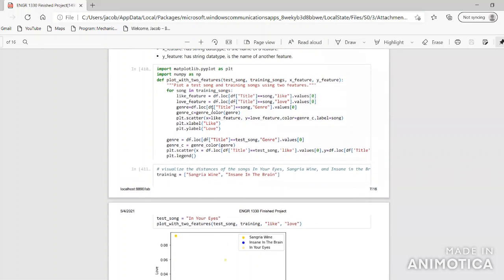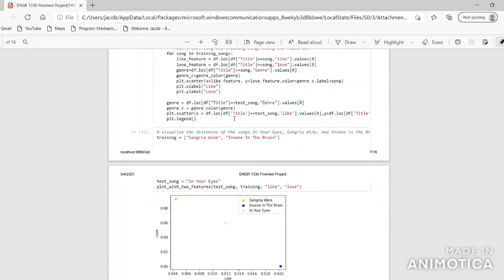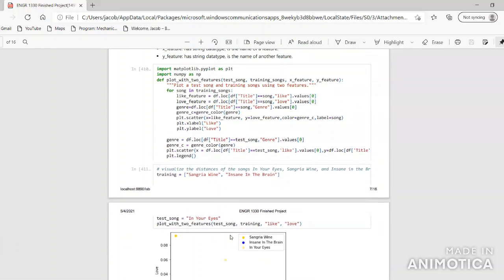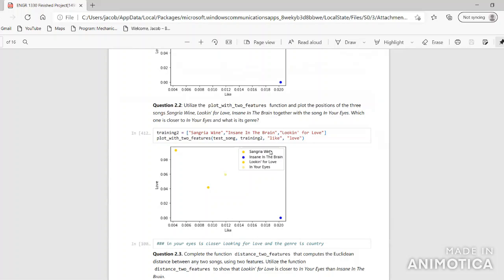And then that was for the test songs, and then this is for the training song in the for loop, so you can use different songs, and then the test song is outside, so you can see where it is plotted compared to the other training songs. So we did this with 2 training songs, 1 test song, and then we did with 3 training songs and 1 test song, and then we found which one was closer.